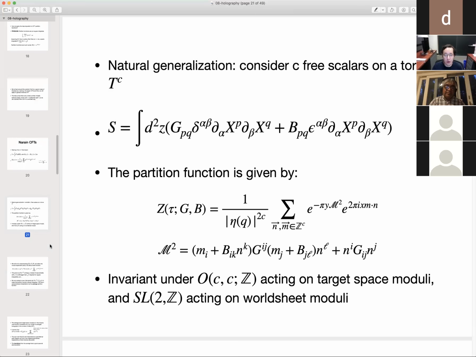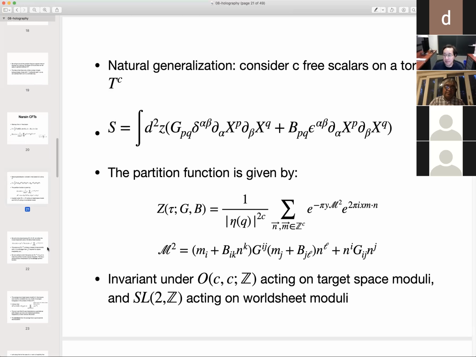Okay, I'm also going to very quickly introduce a very simple generalization. Instead of 1 free boson, we can consider C free bosons on a torus, T^C, and we can write a general action like this. This looks very complicated, but it's not. First of all, we're going to have C different scalars. The indices P and Q run from 1 through C, and label the different scalars. And this G_PQ, from the point of view of this worldsheet 2D theory, is just a space of coupling constants. It's just some C by C symmetric matrix.